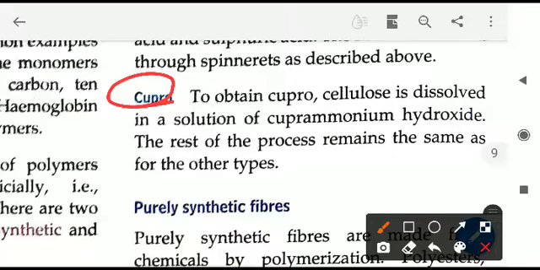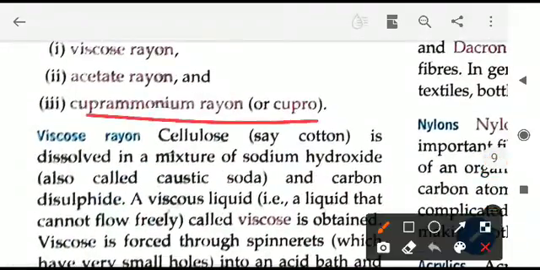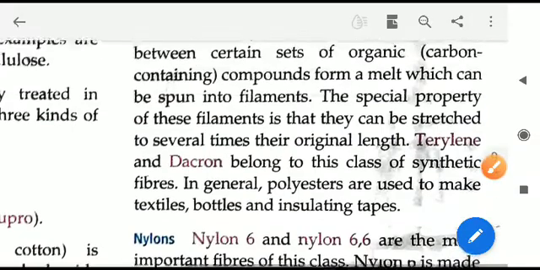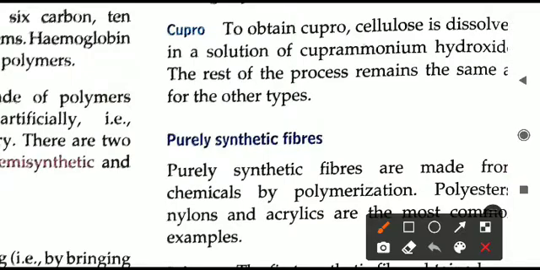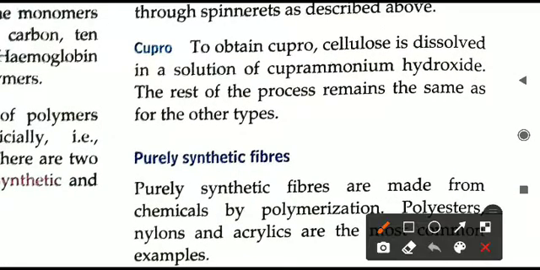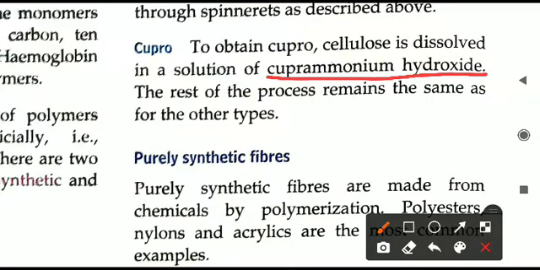Finally cuproammonium rayon, this one is called cupro. So how this cupro is obtained, let us read now here. To obtain cupro, cellulose is dissolved where? In a solution of cuproammonium hydroxide. So this is a chemical actually. Cuproammonium hydroxide is the chemical. We are taking two things, cellulose is the cotton, and another thing is cuproammonium hydroxide. When these things are reacting with each other, then what will happen?